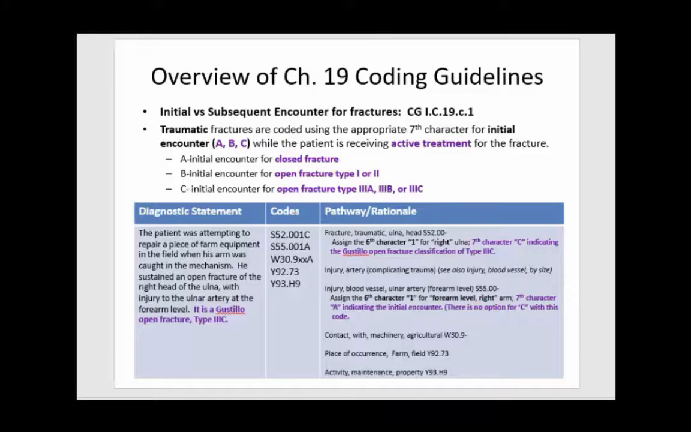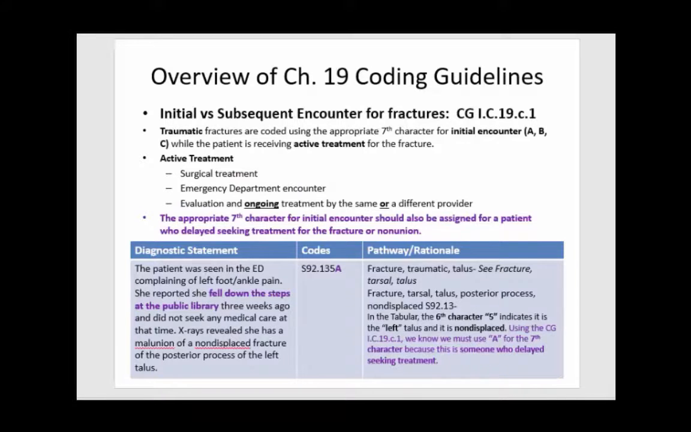In the past, before ICD-10, I don't recall fractures very often being stated as being a Gustilo type, but we certainly are seeing it in ICD-10. And here we're going to look at the subsequent encounter. We've talked about, I'm sorry, I'm wrong. We're talking about the initial encounter still, but when a person has delayed seeking treatment, that's what this diagnostic statement refers us to.